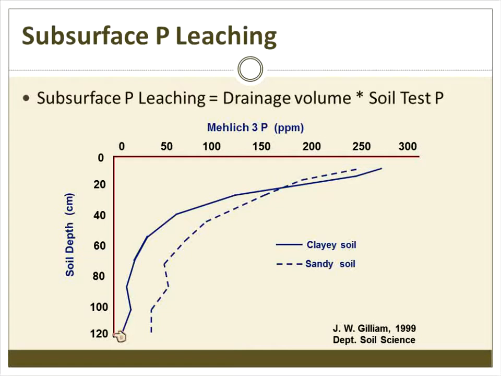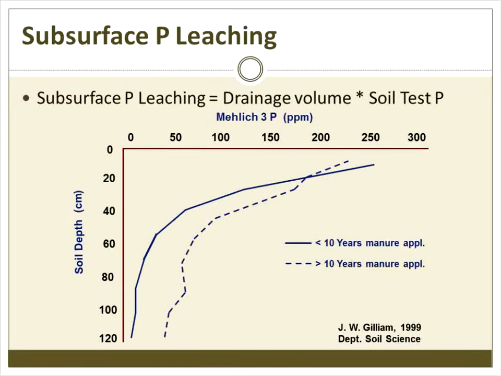You'll see that the sandy textured soil, as you move along the curve, definitely leaches more phosphorus than the clay textured soil. Likewise, the longer you put animal waste on these soils, the more likely you are to leach phosphorus into deeper zones.